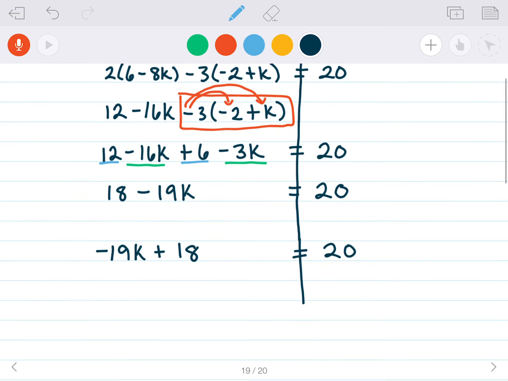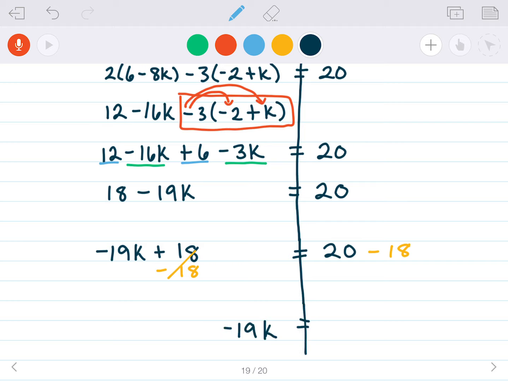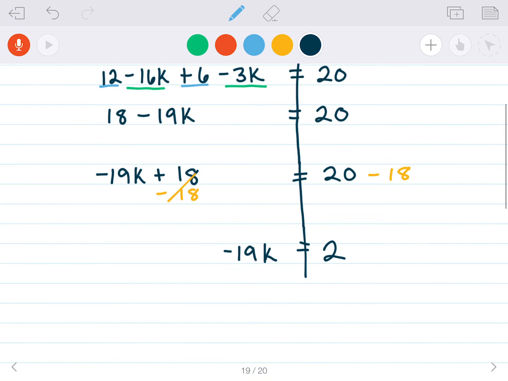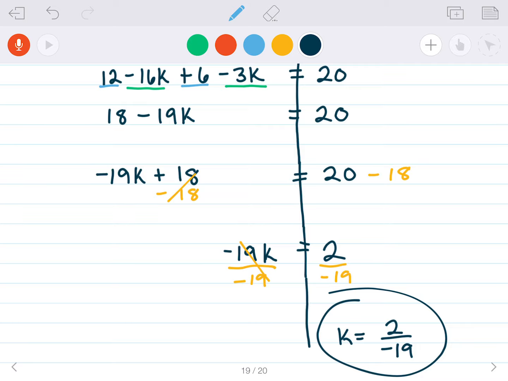And now I can solve for k. So I'm going to first undo addition of 18 by subtracting 18 on both sides. And I get negative 19 times k is equal to 2. Finally, I want to undo multiplication by negative 19 by dividing both sides by negative 19. So, weird answer, but it's okay. I get my variable k is equal to 2 over negative 19, and that's my answer.